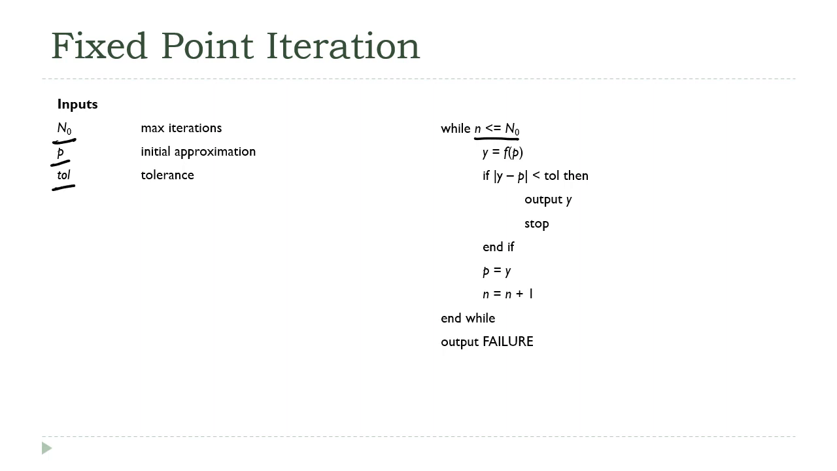So what happens is in each pass through the loop, we evaluate the function at the current approximation, then check to see if the difference between the new value and the old value is within that tolerance level. If it is, then we output the result. If it isn't, then we replace the current value with the new value, right? The new value becomes the current value, increment our counter, and pass through the loop again.